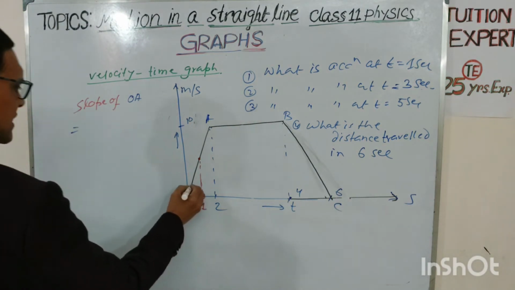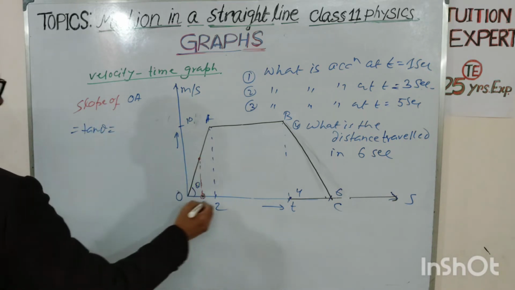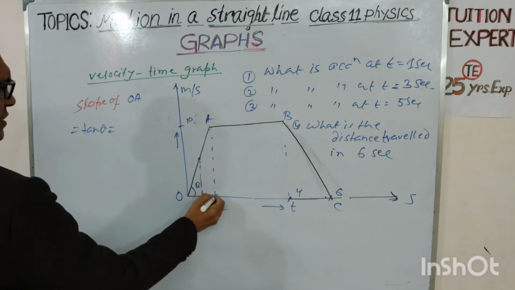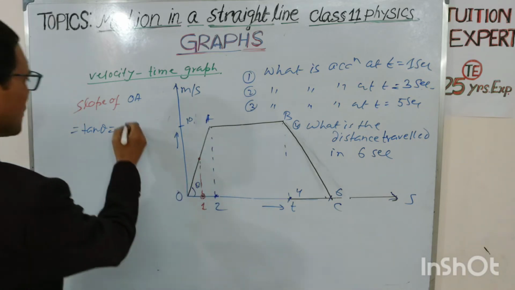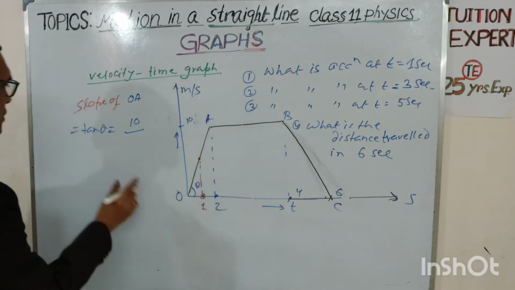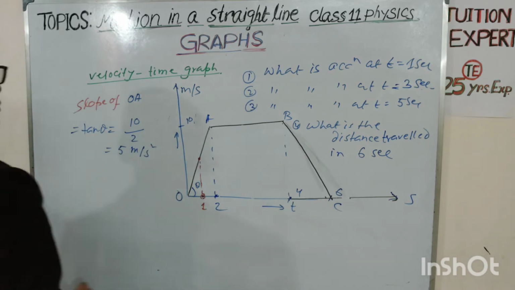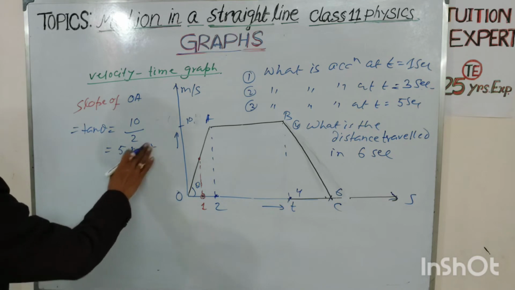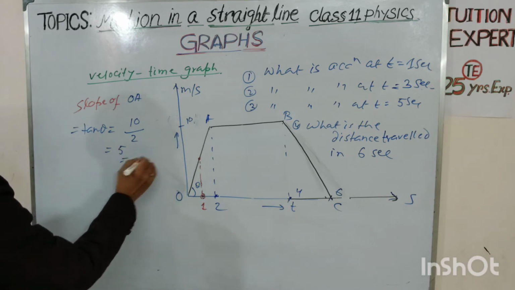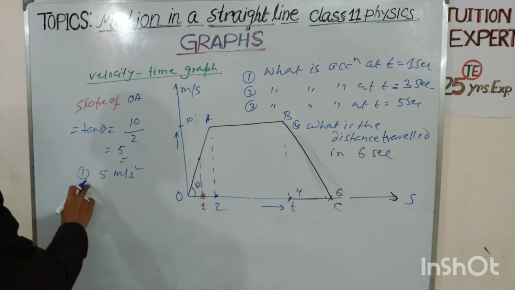Slope means tan theta, which equals perpendicular by base. This perpendicular is 10, and the base is 2. So 10 by 2 is 5 meter per second square. So the slope of this line is 5, and the answer will be 5 meter per second square. That is the answer to the first question.